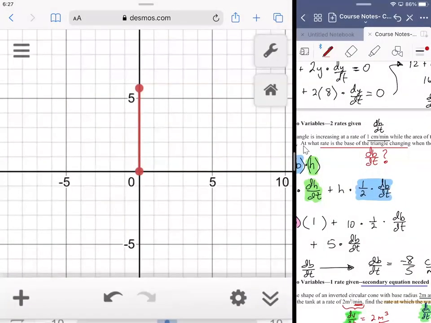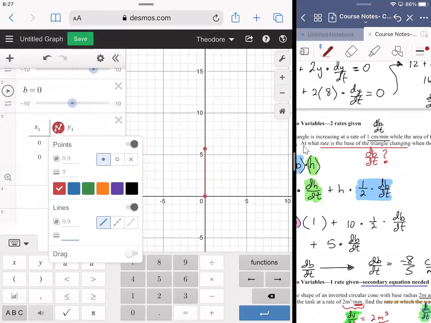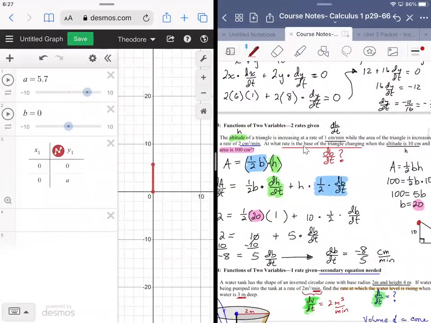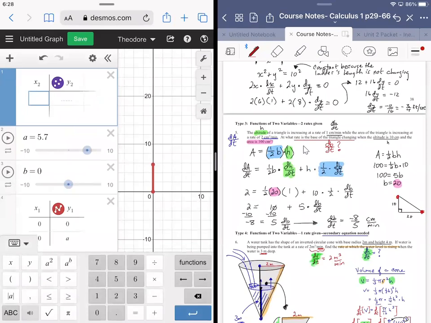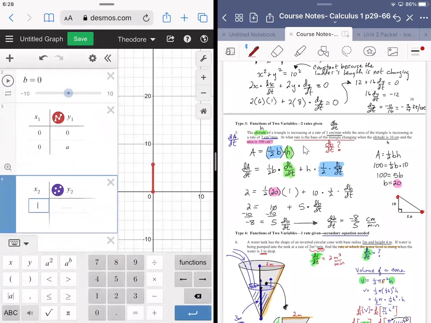Touchscreens are not the most conducive for Desmos, but it works in some capacity. All right. So then another table. Move this down. Another table for a point on the x-axis. So I want 0, 0.